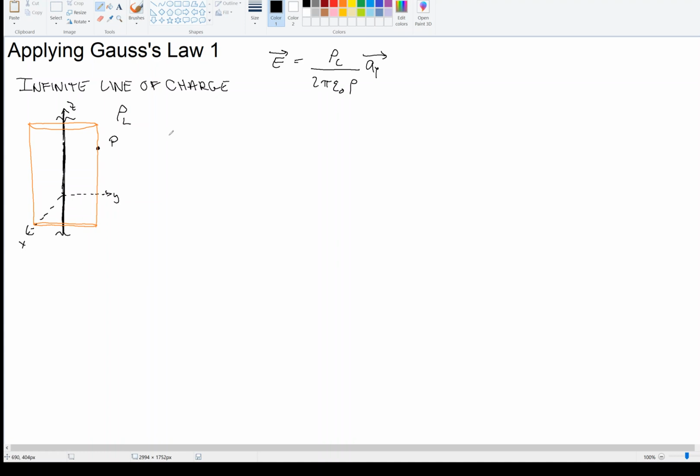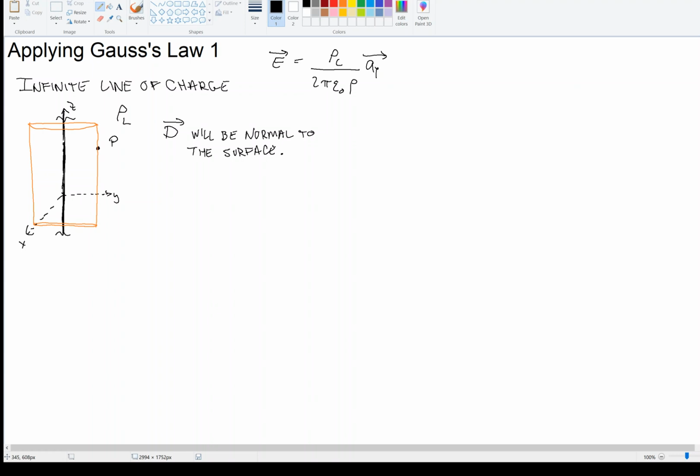Notice two things. Why did I choose a cylinder for a Gaussian surface? D will be normal to the surface. Okay, except for the top and bottom, which I'll talk about in a second. But other than that, D is normal to the surface. How do I know that? Because the surface is a cylinder, it's curved, and normal to the cylinder then is in the rho direction. Well, D is in the rho direction because E is in the rho direction.